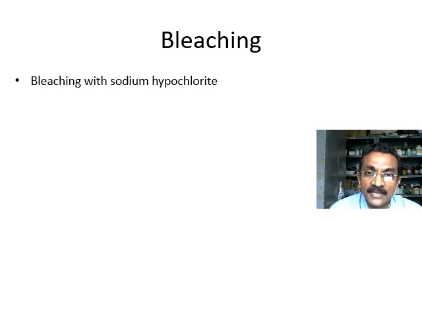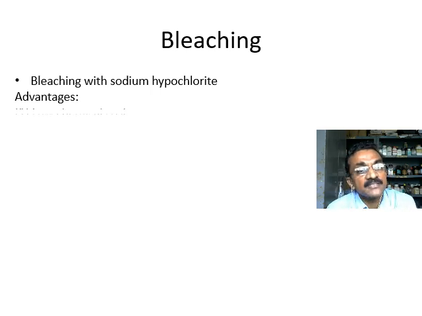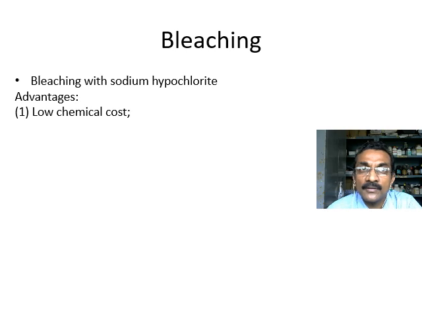This process has some advantages. The first advantage is low chemical cost. This sodium hypochlorite is prepared in-house during pretreatment, so the cost of preparation of the sodium hypochlorite is the least. So at the end, the process cost due to sodium hypochlorite is very low compared to all other bleaching methods.